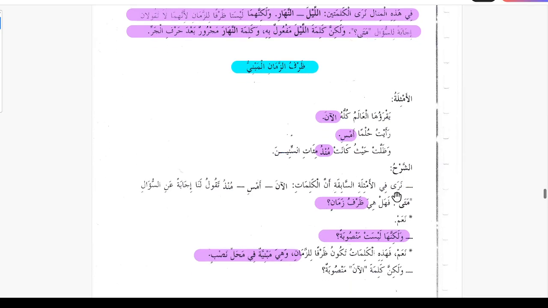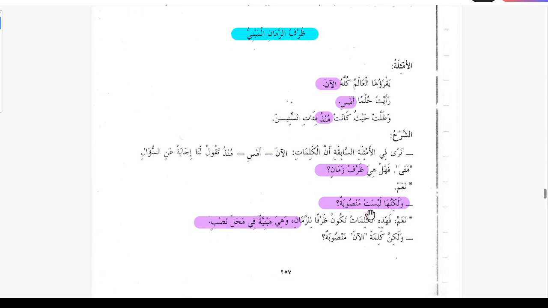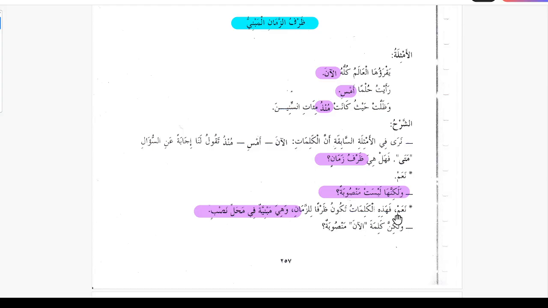So the explanation here is nara fil amsilati sabiqati, in the previous examples we see the words al-ana, amsi and munzu, tukulu lana ijabatan anaswali, they tell us the answer to the question when. Fahal hiya zarfu zaman, so are they zarfu zaman? Naam, yes. Walakinnaha laysat mansubatan, but they are not mansub. Like I said, this is mansub, but these are not mansub.